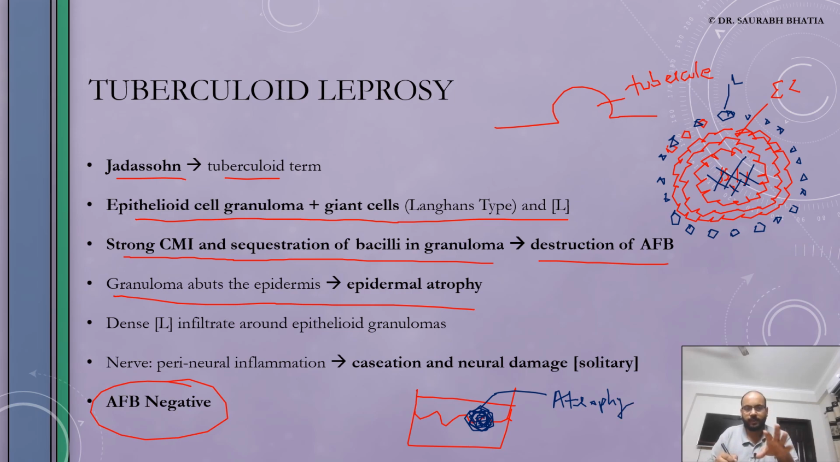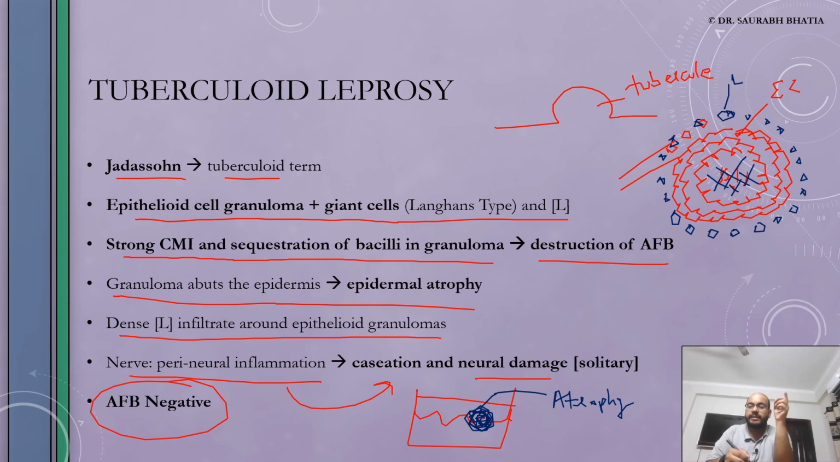Atrophy of the epidermis. You're clear about it? So there is dense lymphocytic infiltrate around the epithelioid granulomas. We have shown it here. And around the nerves, there's perineural inflammation. And that inflammation in tuberculoid leprosy is causing caseation and nerve damage.